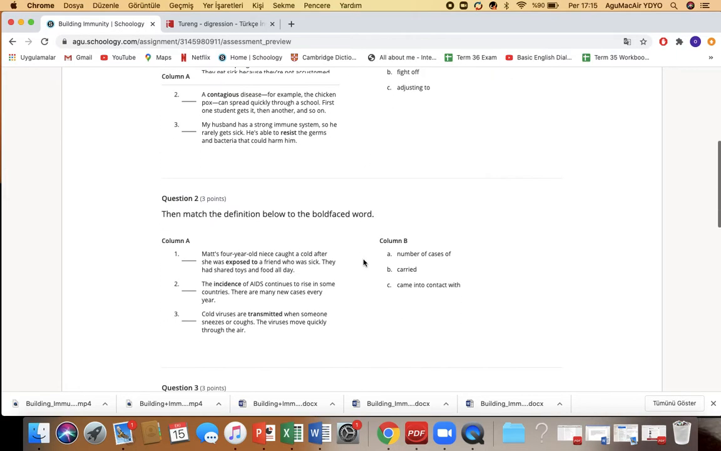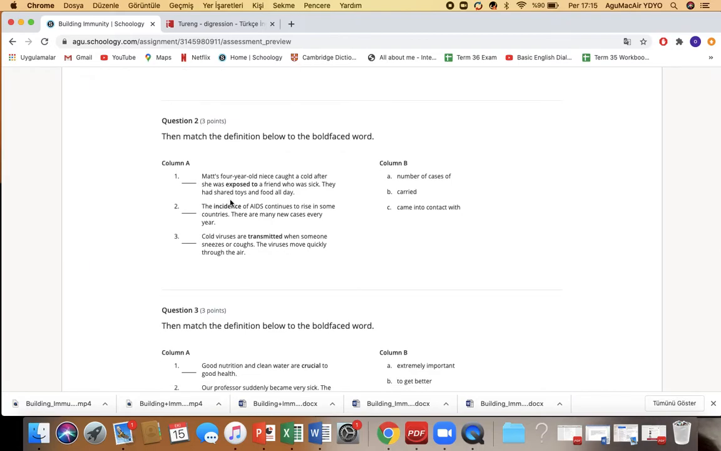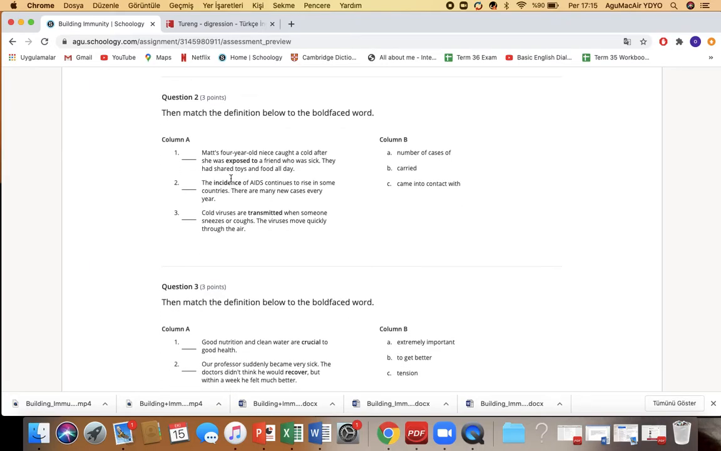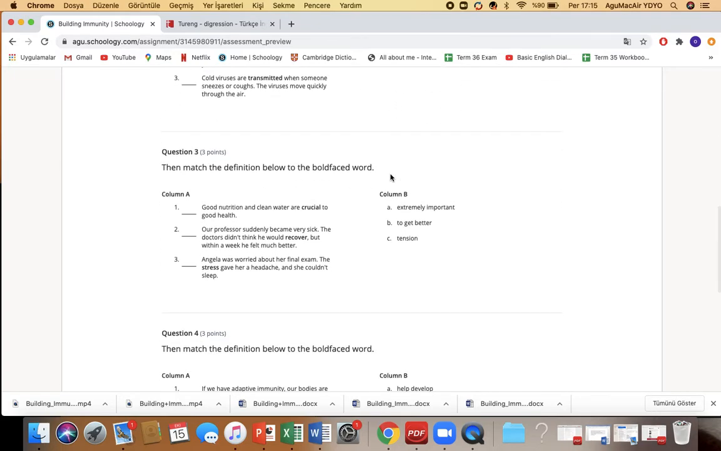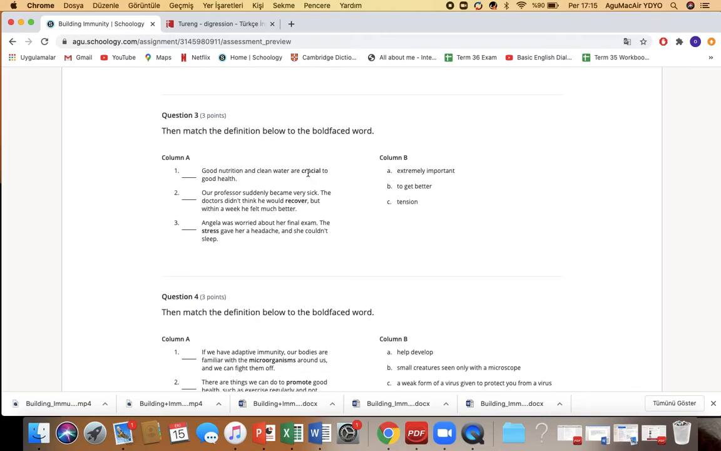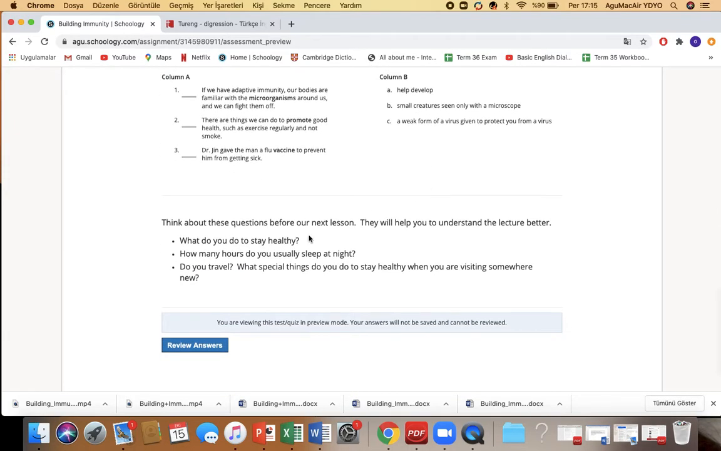And when you finish this, let's start the other one. Again, we have another matching definition activity. Exposed to, incidents, transmitted, so match them. And the other one, again a matching activity: crucial, recover, and stress. Match these with their meanings. And the next one is this again.